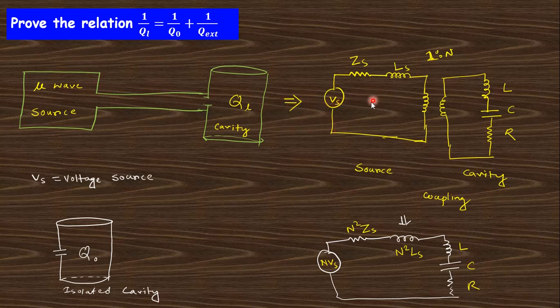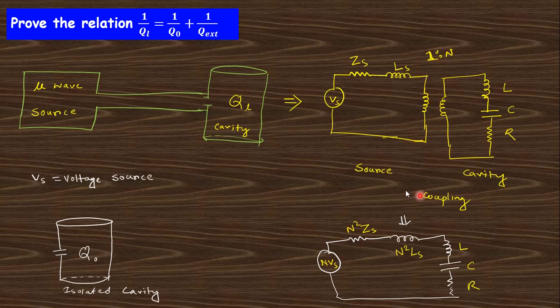This is the equivalent electrical circuit of this arrangement. When this cavity is connected with a microwave source, the equivalent electrical circuit is like this. This is the microwave source, with a resistance and an inductance, and this is a transformer, and this is the equivalent LCR cavity. So this is the source portion, this is the cavity portion, and this is the coupling portion, like a transformer.